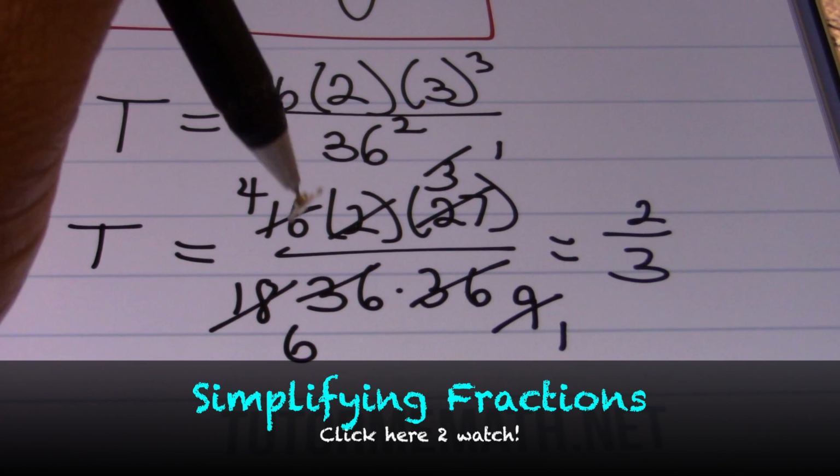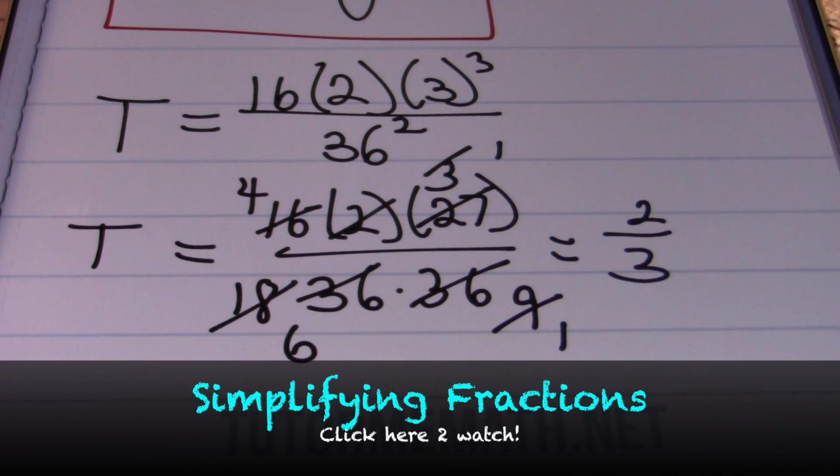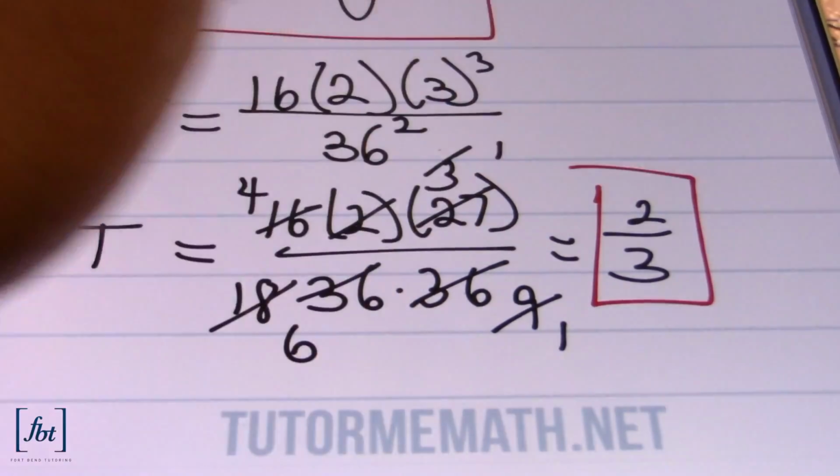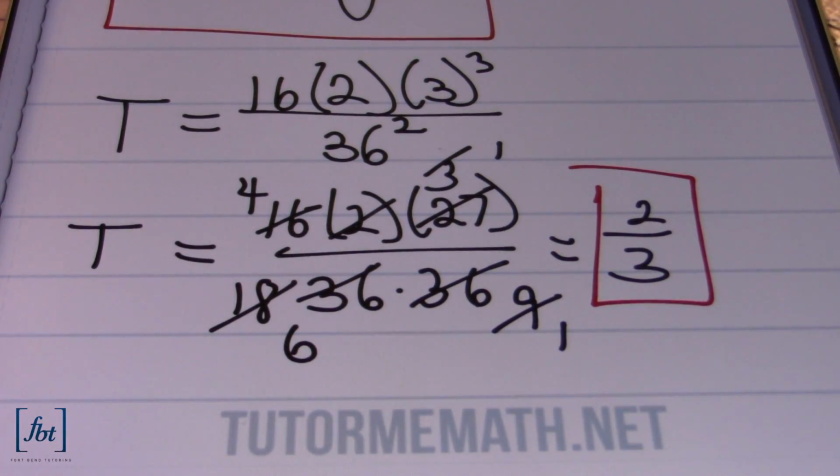I understand that this may have been a hot mess to you, but it was much better for me than multiplying 36 times 36. I'm just saying, I'd rather have done that. So I'm red boxing this. 2/3 is the result. Red boxing it. And that concludes problem number 2.